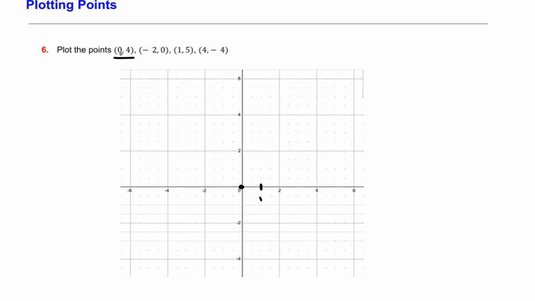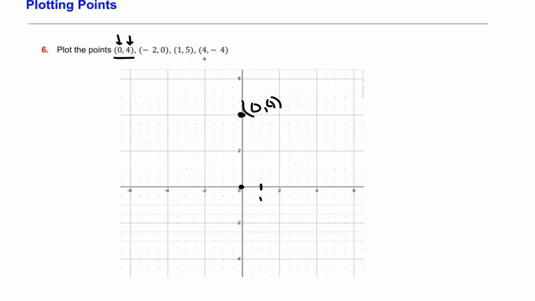We have (0, 4). Remember, this is the x value, or the left and right. So we're going left and right 0, but we are going to go up 4 because that's a positive 4. So I go left-right 0, up 4. Right here is number 4. So that's this point right here. This is the point (0, 4).